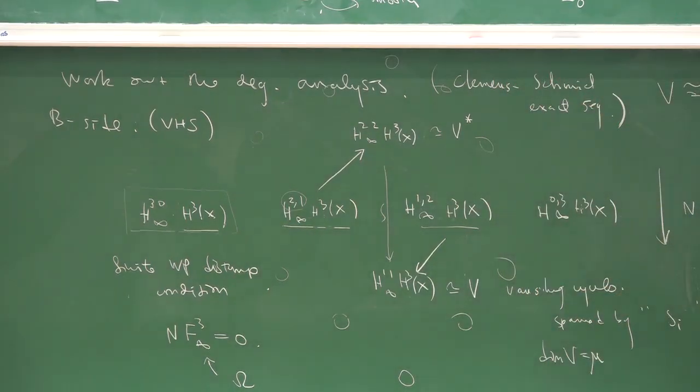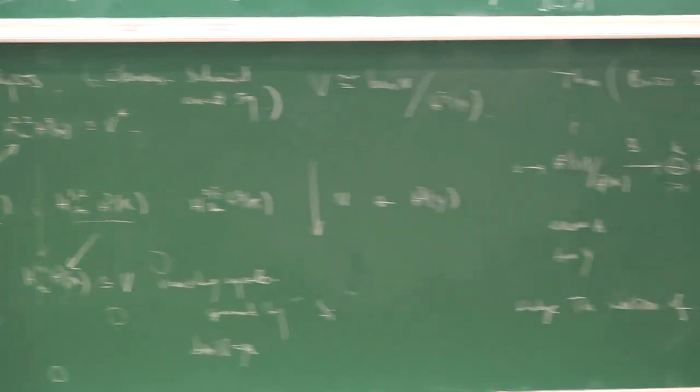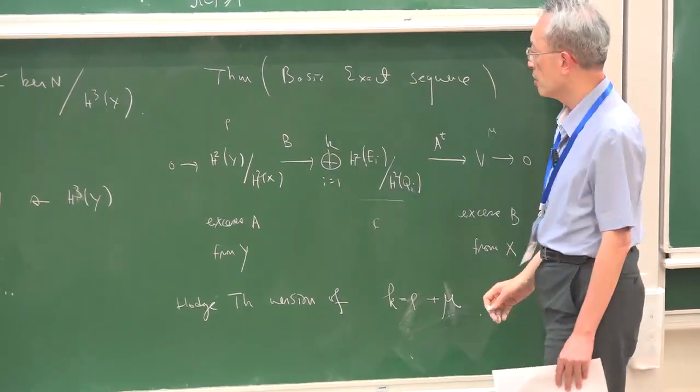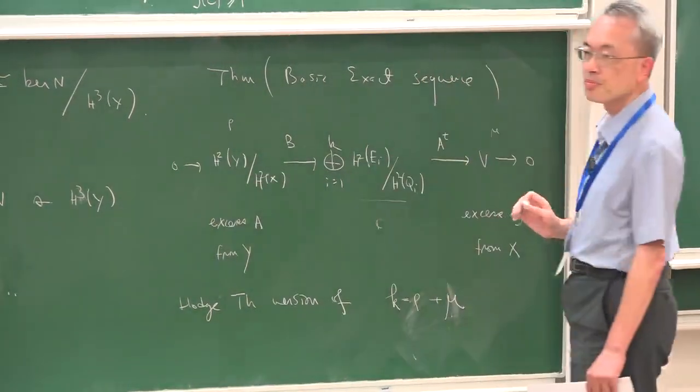After you do that, then you will conclude this. And you can view this as a Hodge accelerated version of the original K equals mu plus 1 and rho plus 1. Okay. So you upgrade this numerical identity to Hodge series.